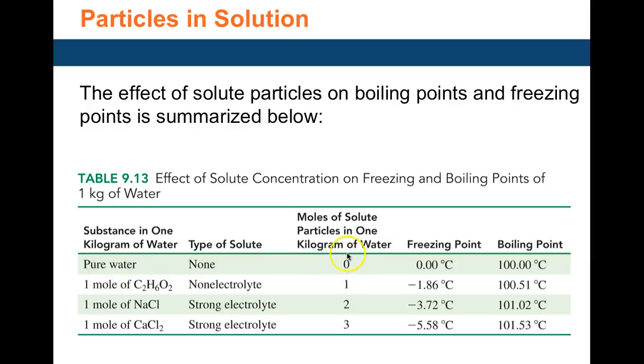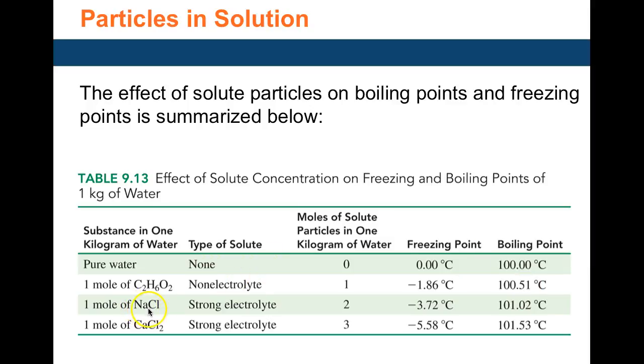Pure water has 0 particles of solute, and so the freezing point, or melting point, is 0 degrees. The boiling point is 100 degrees. Now, if you add a mole of this ethylene glycol, which is a non-electrolyte, that means you're adding to a kilogram of water 1 mole of the solute, the glycol. All right. So if you add 1 mole to a kilogram of water, its freezing point goes down by a couple of degrees. All right. So it's negative 1.86. Its boiling point increases by 0.5, by half a degree. All right.